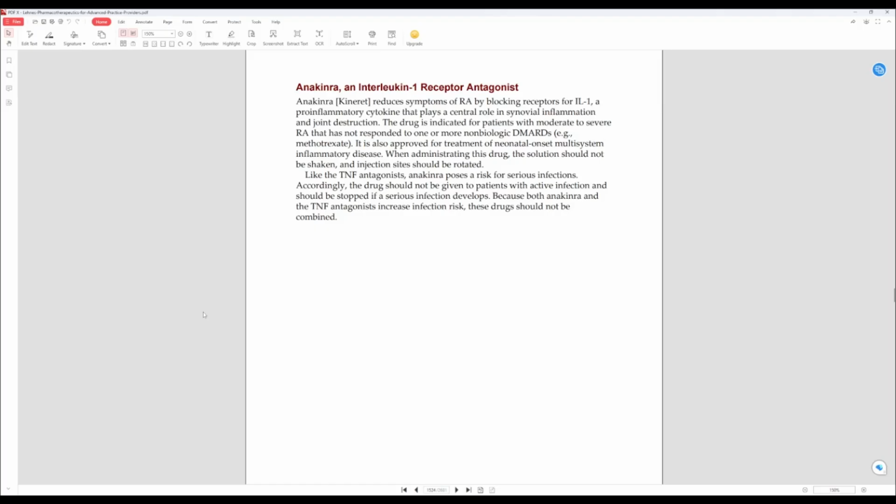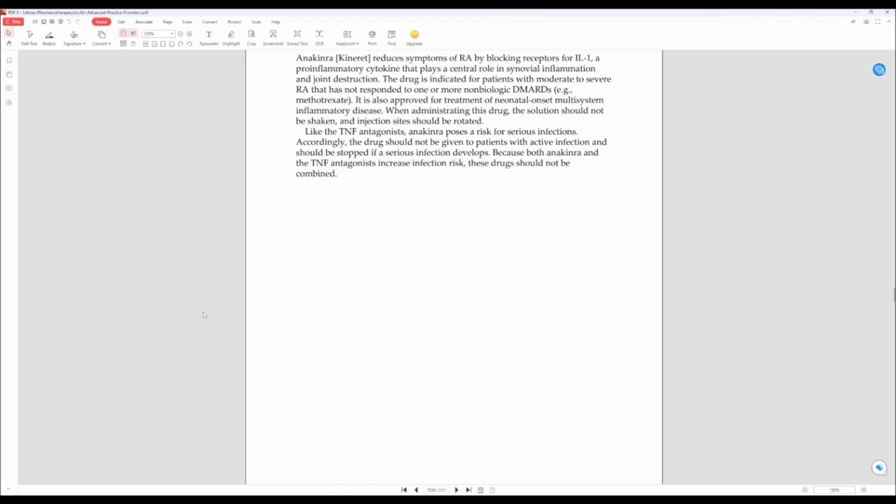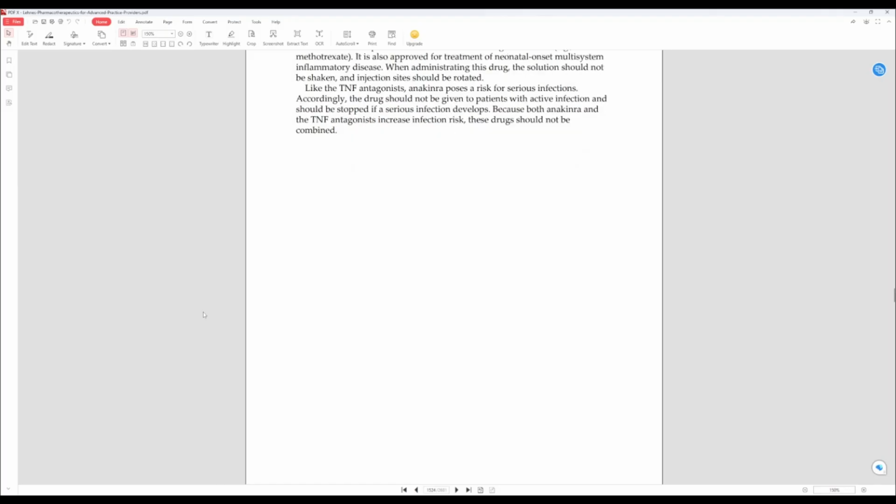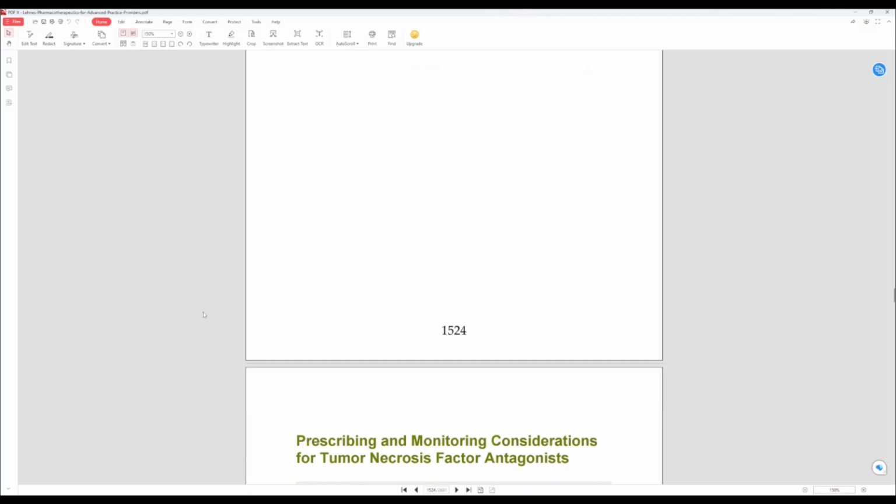When administering this drug, the solution should not be shaken, and the injection site should be rotated. Similar to TNF antagonists, anakinra poses a risk for serious infection. Accordingly, the drug should not be given to a patient with an active infection and should be stopped if a serious infection develops. Both anakinra and TNF antagonists increase the infection risk. These drugs should not be combined.